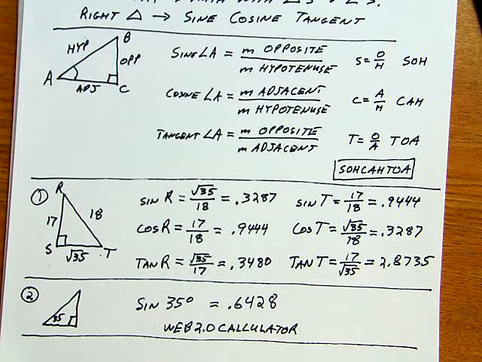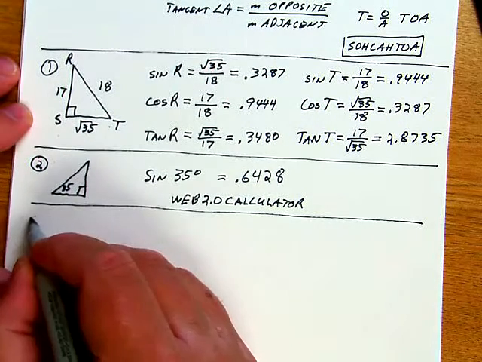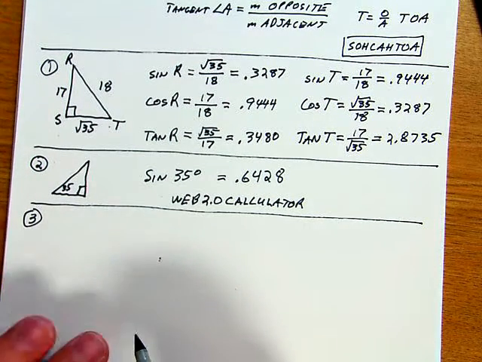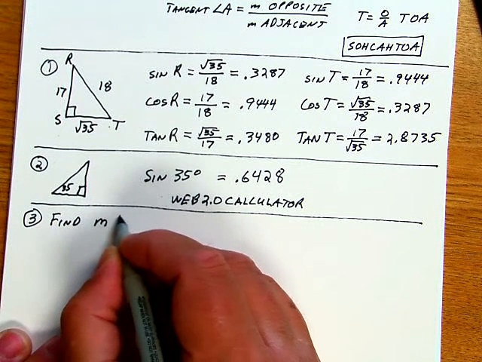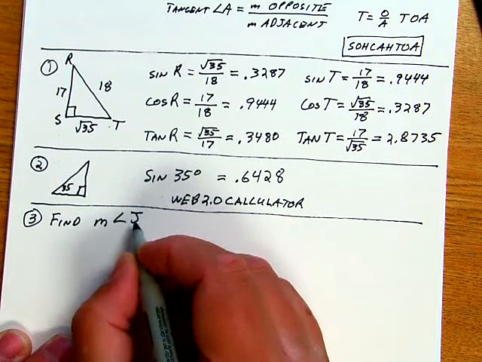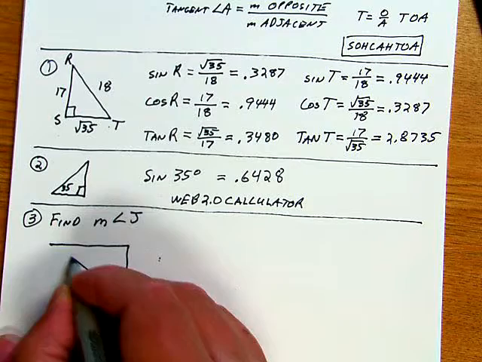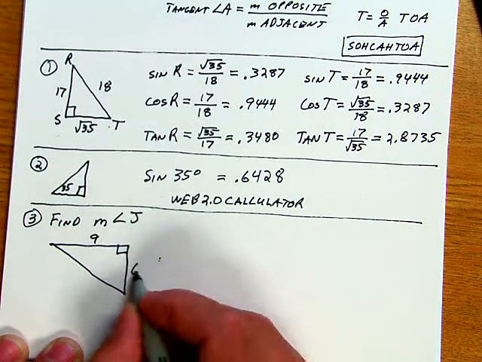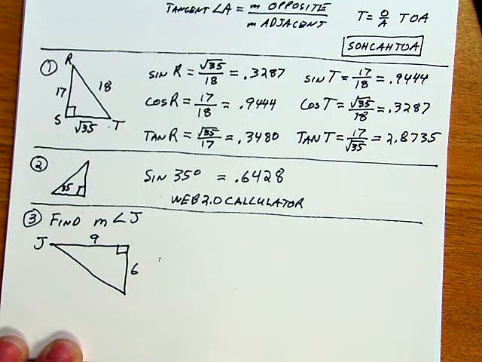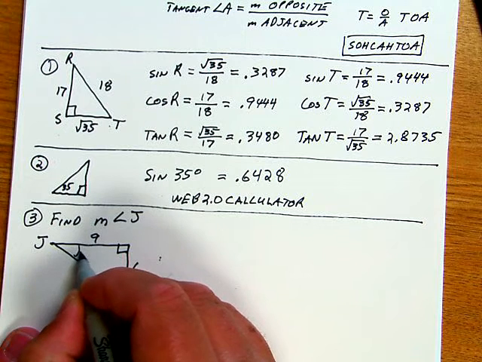The Web 2.0 calculator is very good at doing these type of problems. And finally, let's look at example 3. Example 3, they're asking us to find the measure of angle J, to the nearest degree, and here is the triangle they're giving us. Here's our right triangle. They tell us that that side is 9, this side is 6, and that is angle J right there. So we're trying to find what this is right here in degrees.